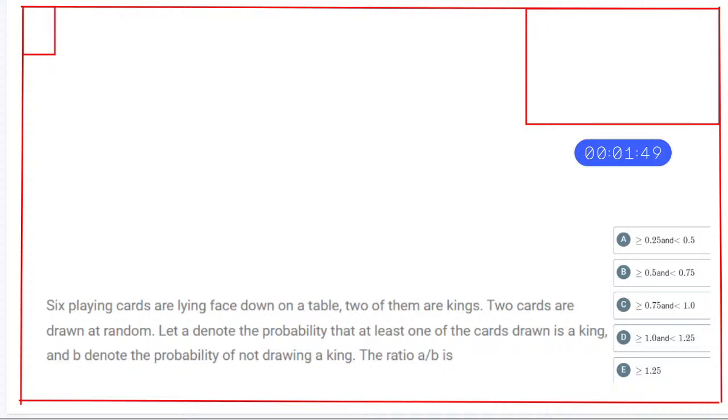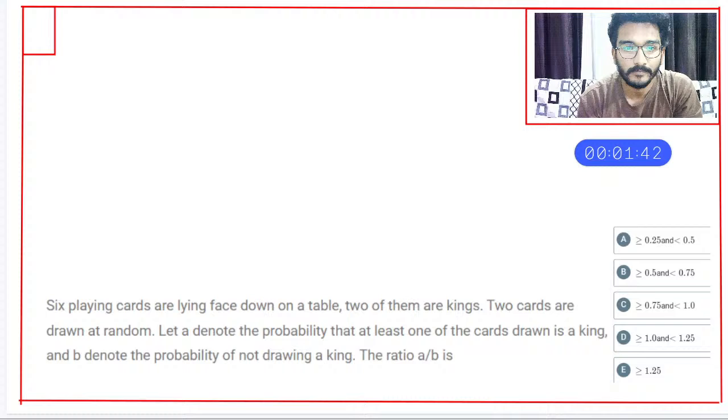Solve this question. 6 playing cards are lying face down on a table. 2 of them are kings. 2 cards are drawn at random. Let A denote the probability that at least one of the cards drawn is a king, and B denote the probability of not getting a king. The ratio A divided by B is how much?